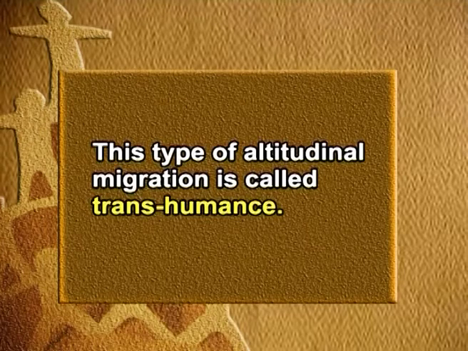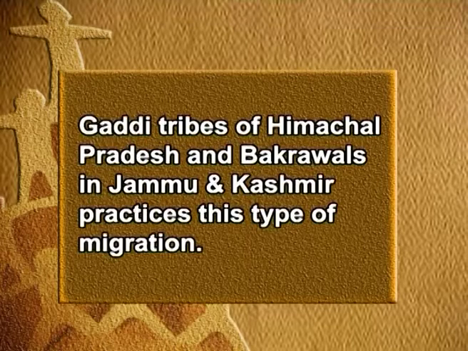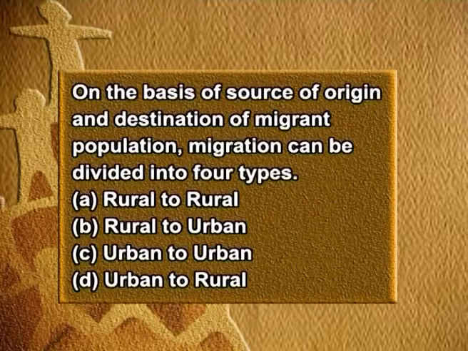This type of altitudinal migration is called transhumance. The Gaddi tribes of Himachal Pradesh and the Bakarwals in Jammu and Kashmir practice this type of migration. On the basis of source of origin and destination of migrants, population migration can be divided into four types: rural to rural, rural to urban, urban to urban, urban to rural.